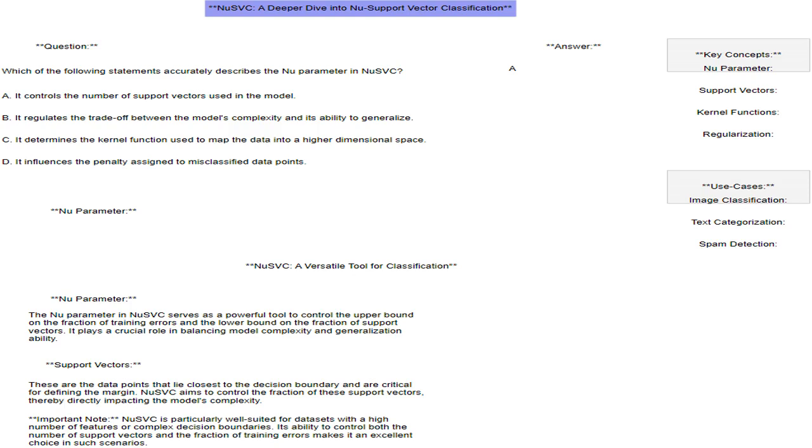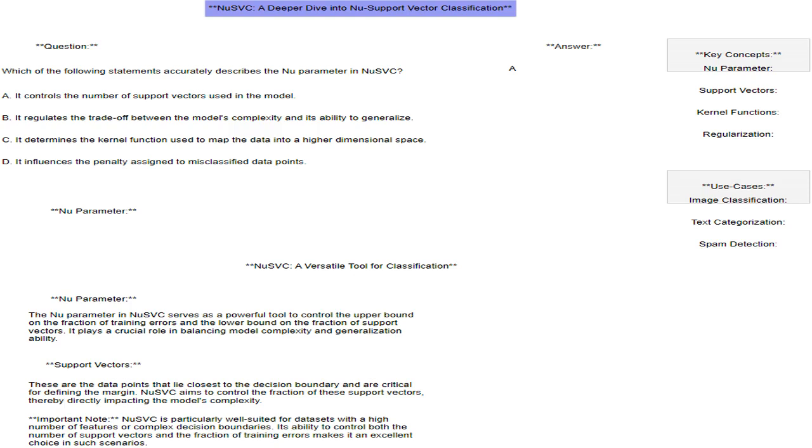Which of the following statements best describe Nu Support Vector Regression, NuSVR? A. NuSVR directly controls the number of support vectors used in the model. B. NuSVR utilizes a linear kernel function for its calculations. C. NuSVR is exclusively used for classification tasks. D. All of the above.